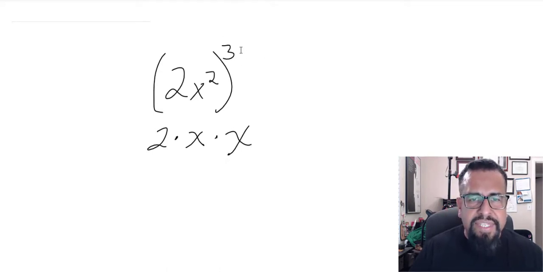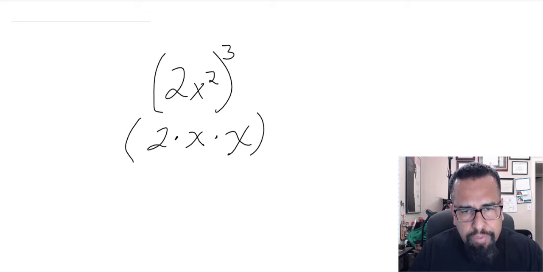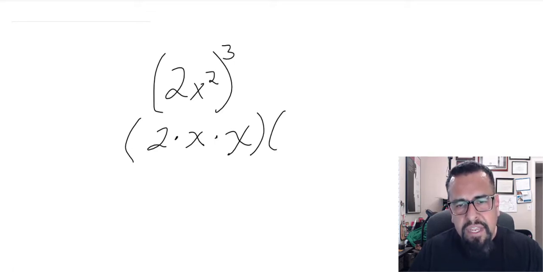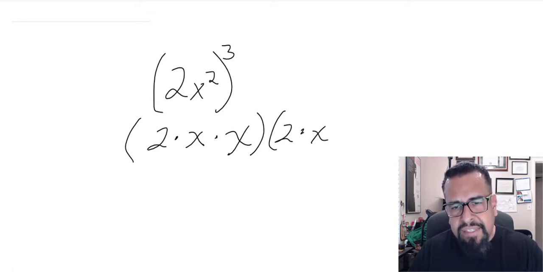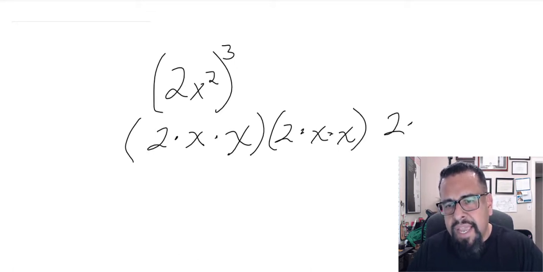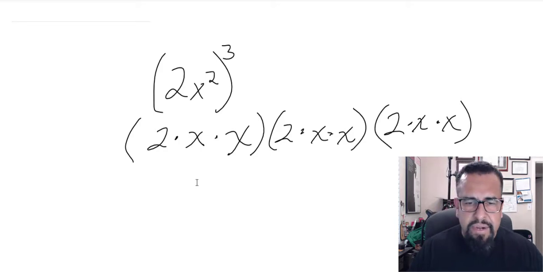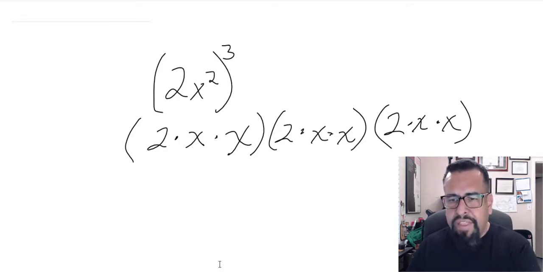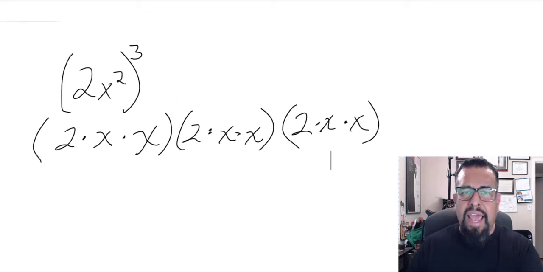So what is this 3 telling us? This 3 is telling us that we have 3 groups of this, right? So this would be my first group. I have 2 more groups of this. So 2 times x, and then 2 times x times x. There's my 3 groups right there. All right. So hopefully that makes sense to you. Let me see. Can I move this? Yes, I can. Look at that magic.